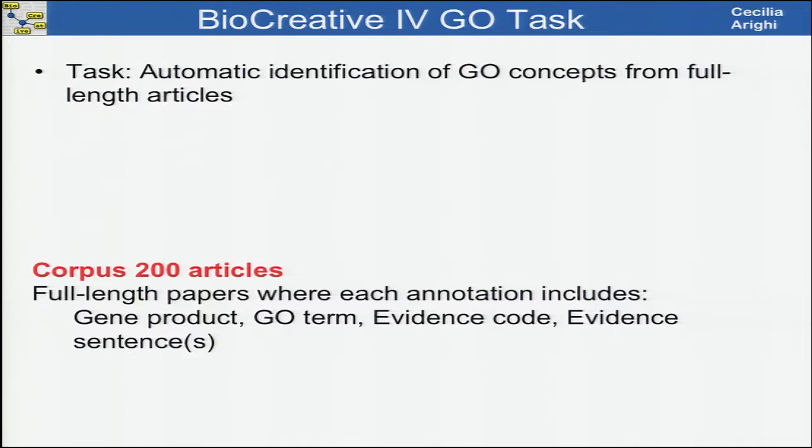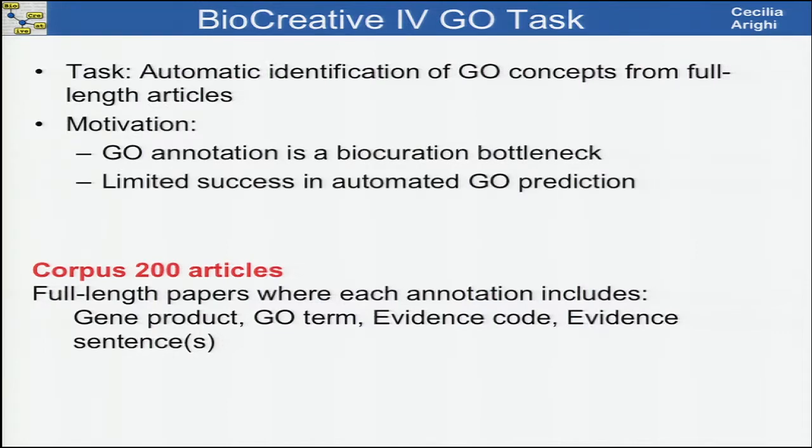So the GO task, I'm going to start with that one because it's still a batch task, is to help automatic identification of GO concepts from full text articles. The motivation here is that GO annotation is a biocuration bottleneck, and that has been expressed by many of the databases. It also has limited success on automatic GO prediction because, first, the inference of GO terms is a very difficult task, and also there is not a good gold standard set.